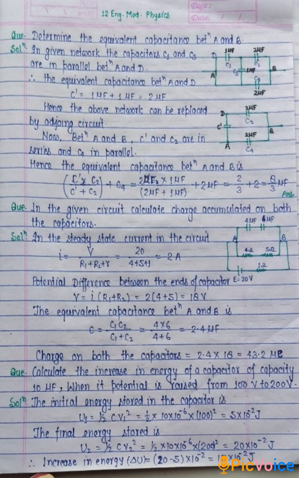The final energy stored is U2, equal to 1 by 2 C V2 square. Putting the values of C and V2, we get 20 into 10 to the power minus 2 joule. Therefore, the increase in energy is delta U, that means U2 minus U1. Putting the values of U2 and U1, we get 15 into 10 to the power minus 2 joule.